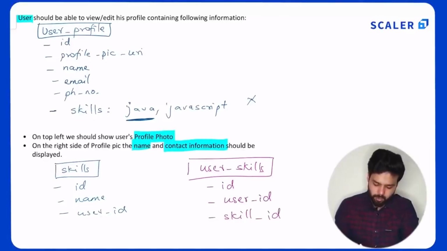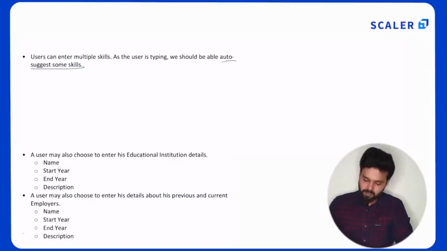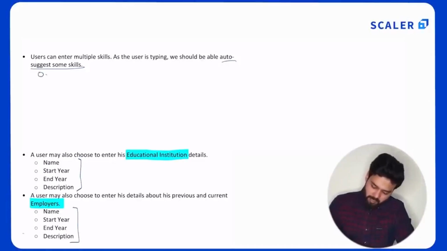And we can remove the user ID that was there in the skills object. If we read the next set of requirements, it states that we need to keep information about educational institutions and employers. And if you look closely, the attributes over here in the educational institutions and the employers are the same. So what I can do is create an entity called organization.